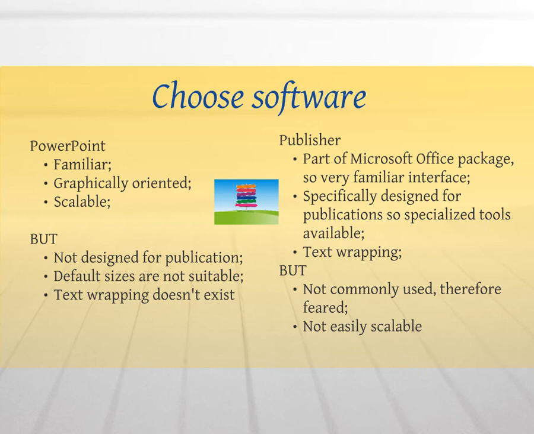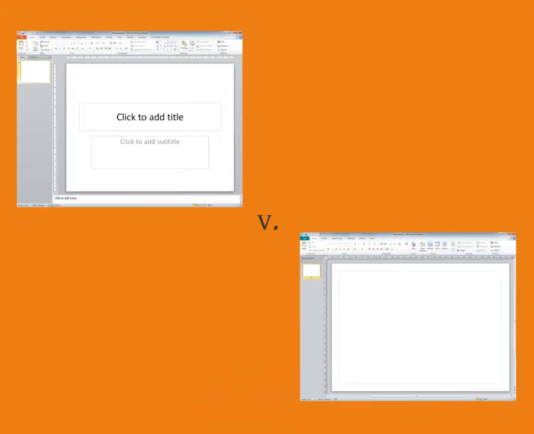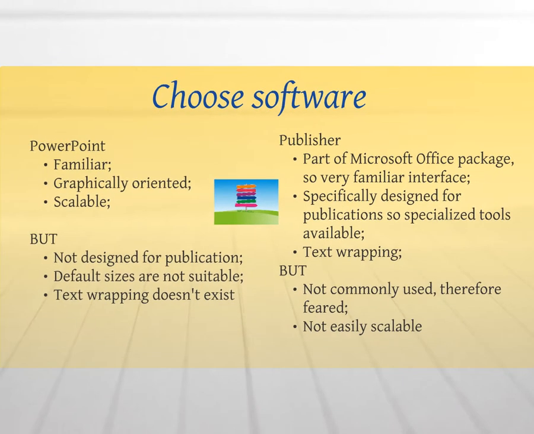Publisher, on the other hand, is something that you've probably not used before, but it still has the familiar feel of all the other software from the Microsoft Office package, so it shouldn't be too difficult to use. And it's specifically designed for creating publications, so there are a lot of specialized tools available. Some of those tools will be, for example, the gallery of design objects that you can reuse and modify. And another very useful and important tool is text wrapping. This is controlling how the text wraps around the images on the poster. So this is a tool that doesn't exist in PowerPoint, but exists in Publisher.